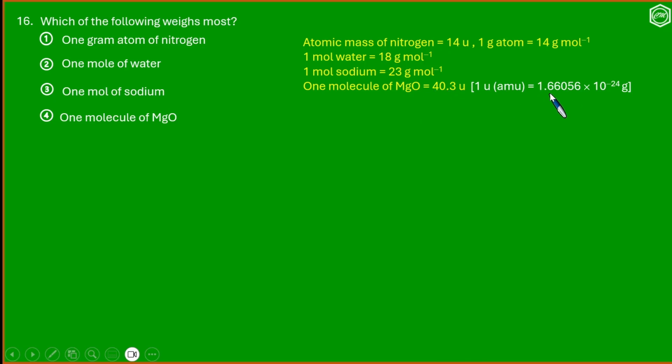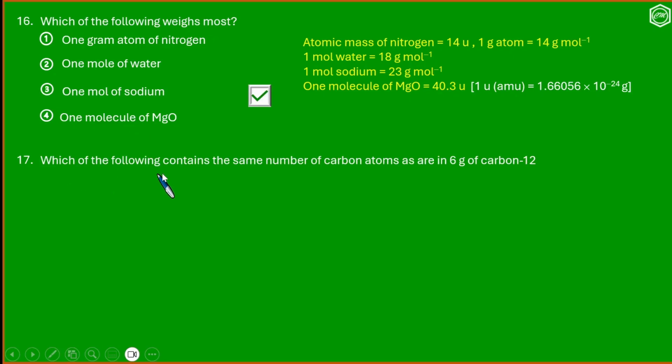Now it is 1 molecule of magnesium oxide, it is 40.3 u, and we know 1 u or 1 AMU is equal to 1.66056 into 10 raised to minus 24 gram. Therefore, the mass of 1 molecule of magnesium oxide will be in the order of 10 raised to minus 23 gram. Therefore, 1 mole of sodium weighs most. So the answer will be option 3.